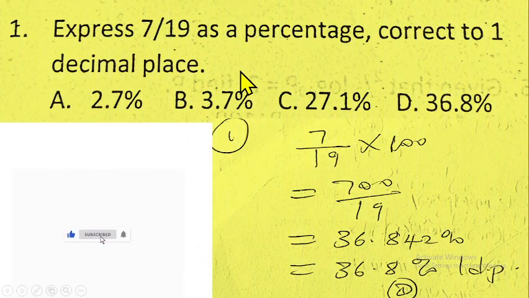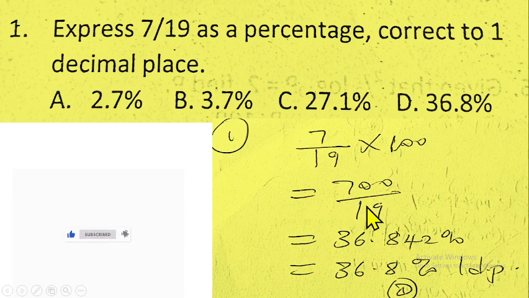The first question for the objective is what you are seeing on the screen right now. The question says that we are to express 7 over 19 as a percentage, correct to one decimal place. All you need to do is to multiply 7 over 19 by 100. Technically, we are trying to convert it to a percentage. So we have 7 over 19 times 100. That will give us 700 over 19, that is 100 multiplied by 7.